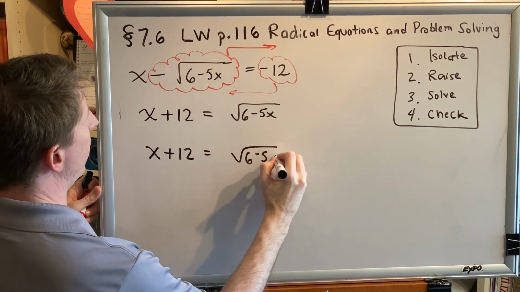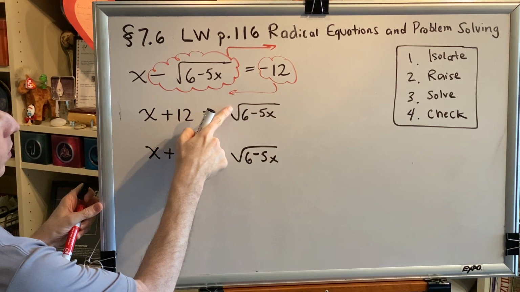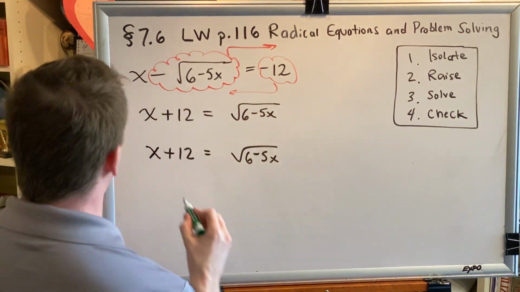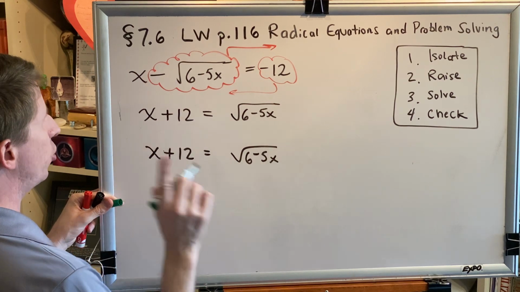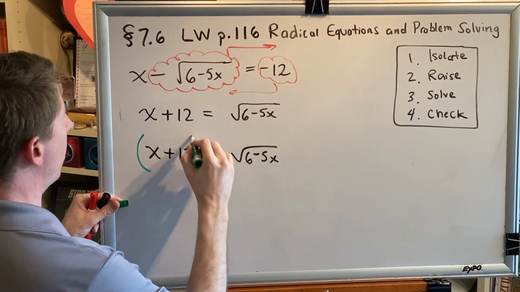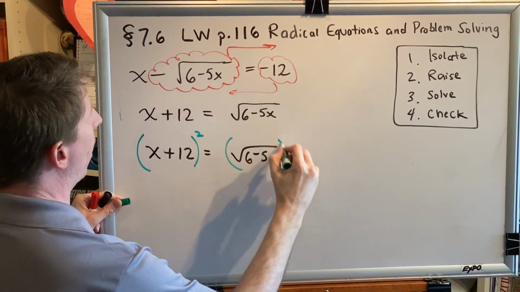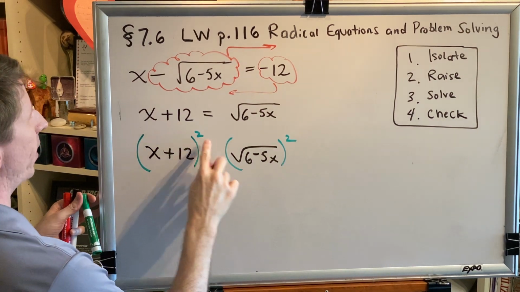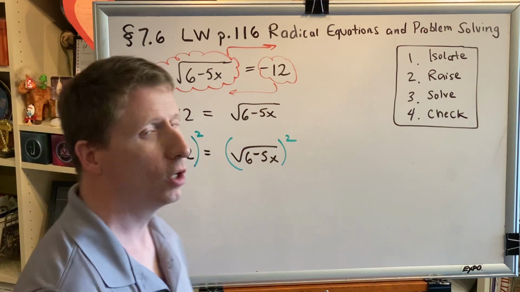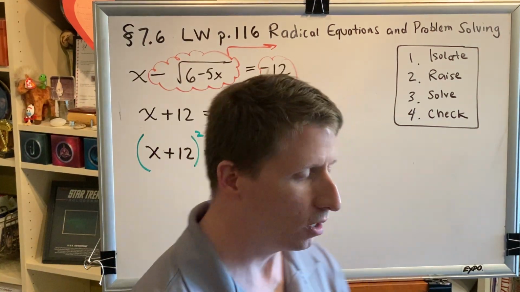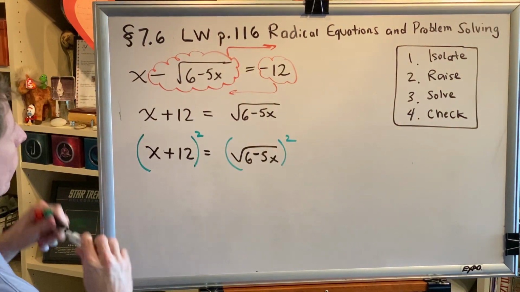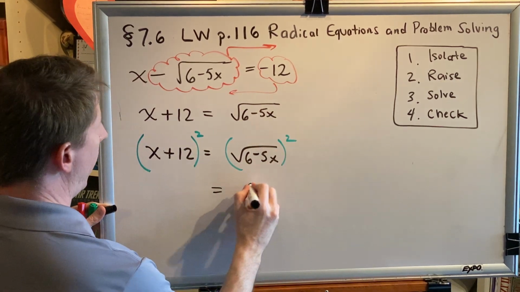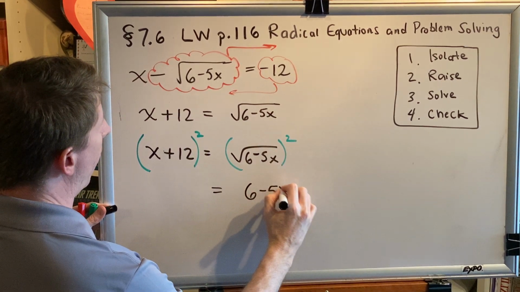This is where you look at the index of your isolated radical, which is 2, and then you raise both sides to that power. Now, an equation has 2 sides, a left side and a right side. So when you do the raise step, you can only write parentheses and an exponent twice. Once for the left side, once for the right side. Okay. On the right side, the square root and the square cancel, leaving us 6 minus 5x.